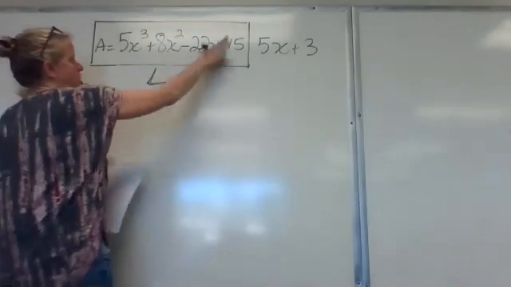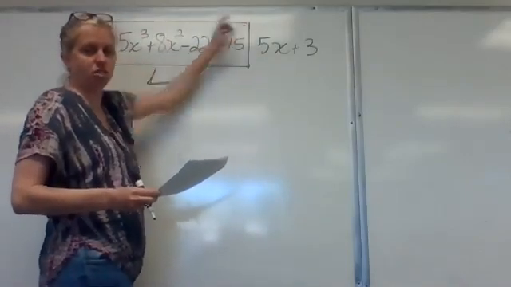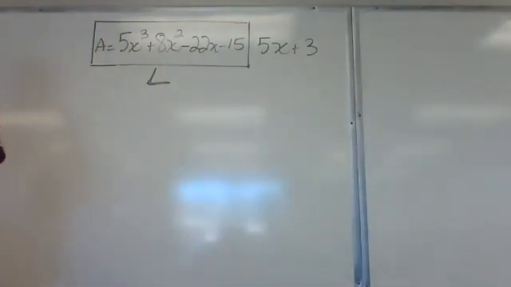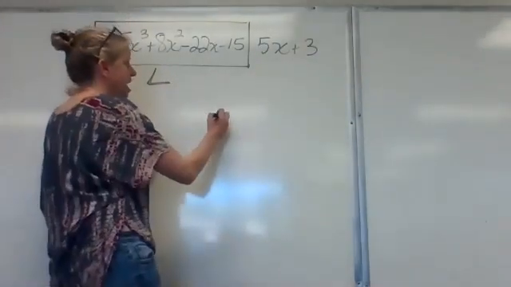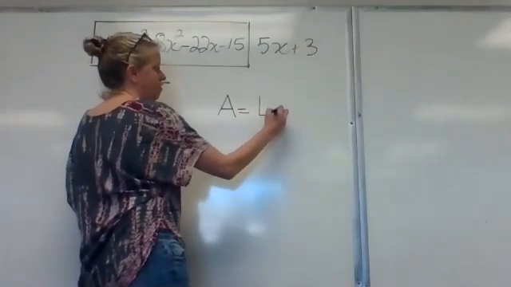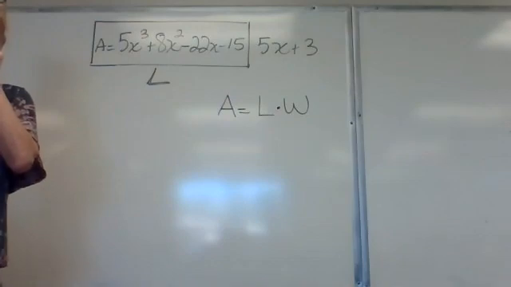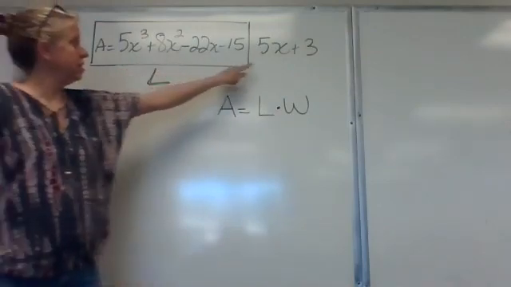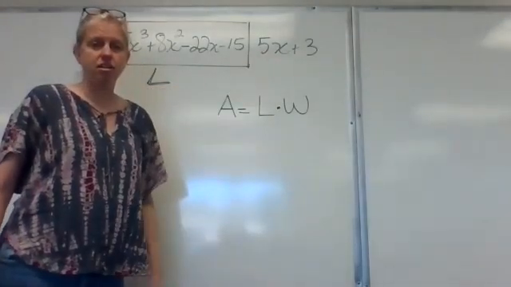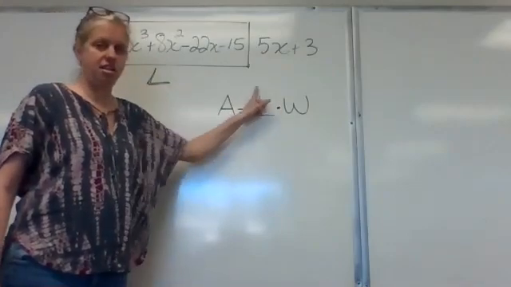This is the area of the whole rectangle. Here's my width, 5x plus 3. It wants to know what the length is. So let's think about this first before we do anything. The area of a rectangle is whatever the length is times the width. What do you not know? I know the area and I know the width. What I don't know is this length.